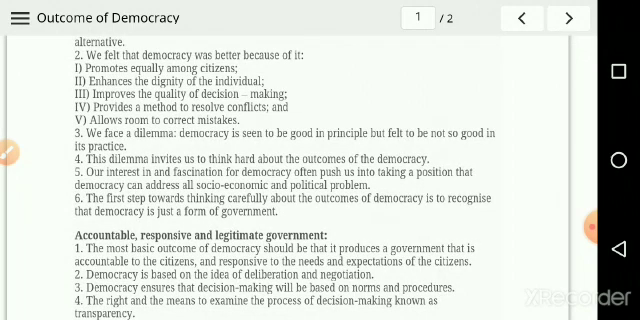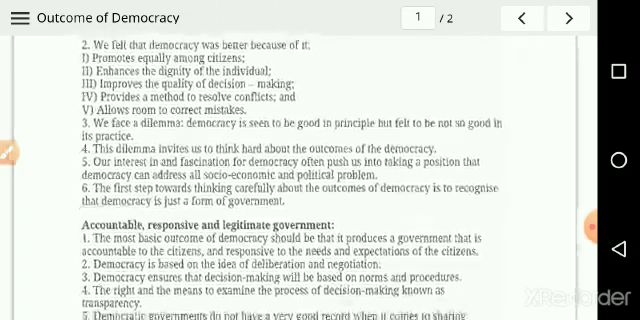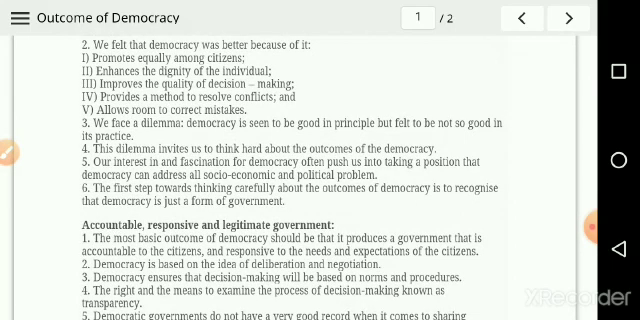Then we face a dilemma. Democracy is seen to be good in principle, but felt to be not so good in practice. When we are studying the outcome of democracy, the features of democracy, we feel this is the best, ideal form of government. But the principles are very good and very attractive, while in practice many times we are failing, or the practice and the theory of democracy are going in different ways. We are facing that dilemma or doubt in our mind.